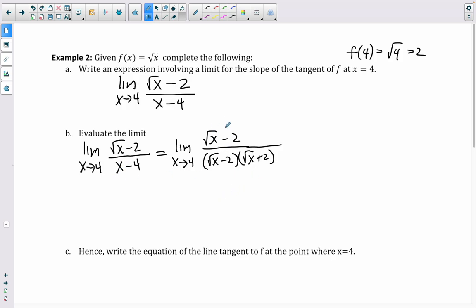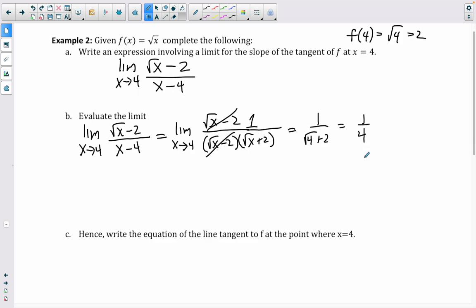The reason this is nice, because now I can just go like this. Those cancel. Put a placeholder of 1. Now I have no issue plugging in a 4. So the limit as x approaches 4 of our slope of the tangent is going to be 1 over root 4 plus 2. And so we get 1/4 as our slope. Okay, so the slope of the tangent is 1/4 there. Again, you should get the same exact answer if you multiplied by the conjugate.